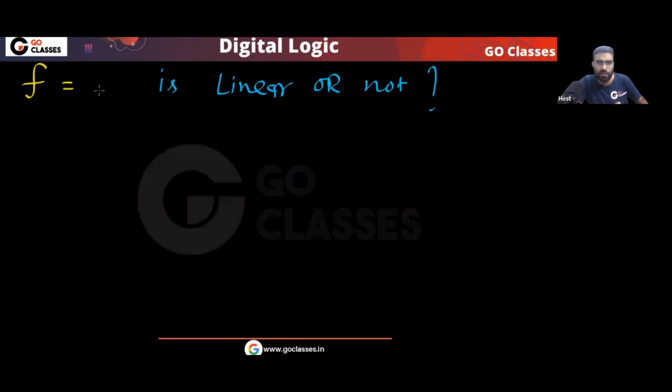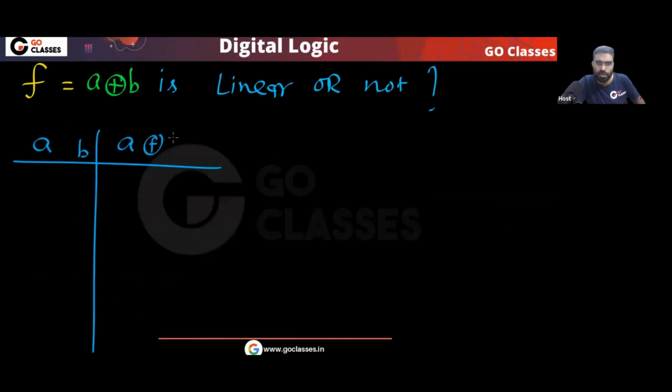Now let's see. What about exclusive OR? What about A XOR B? Please tell me. 0, 0, 0, 1, 1, 0, 1, 1. This is A XOR B. What about this one? Yes, this is linear.